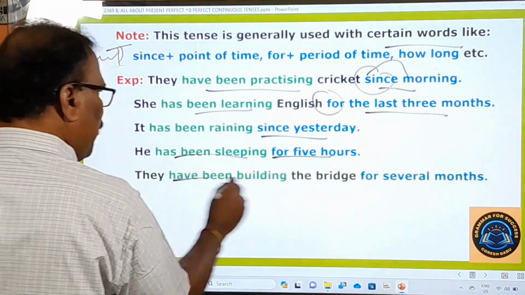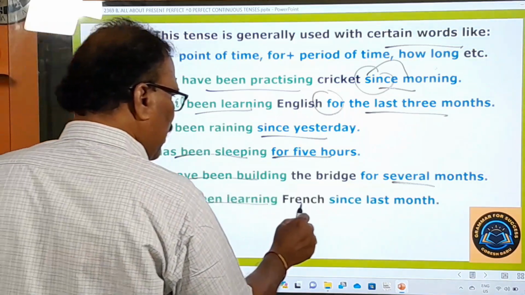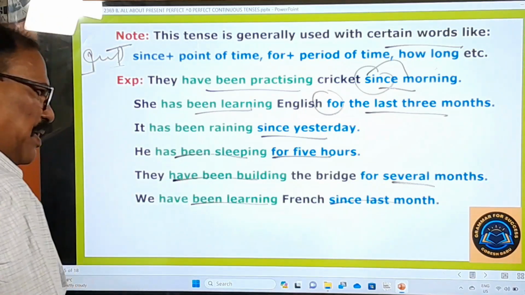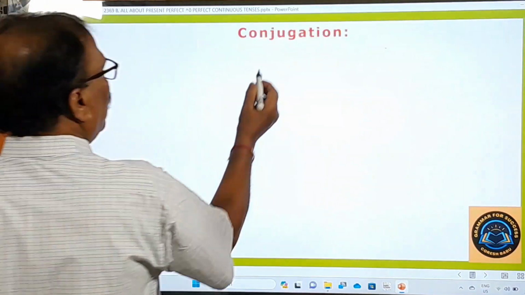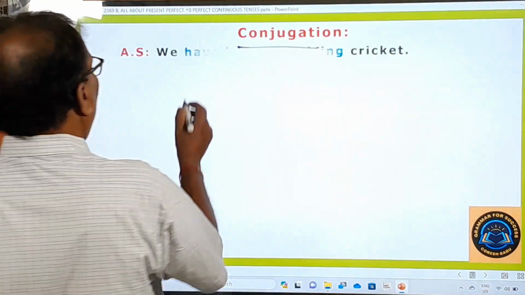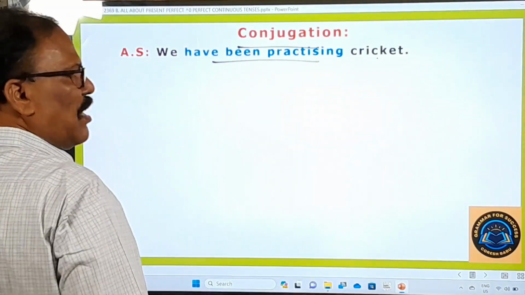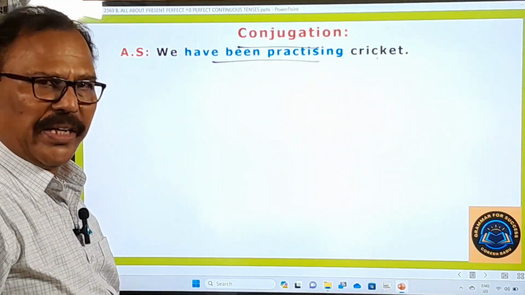And they have been building the bridge for several months, okay. And we have been learning French since last month, okay. Now we go for conjugation. Conjugation is very important, all of you know pretty well, right? And we have been practicing cricket. This sentence is there. Assertive sentence. Assertive sentence means always an ordinary sentence, right?